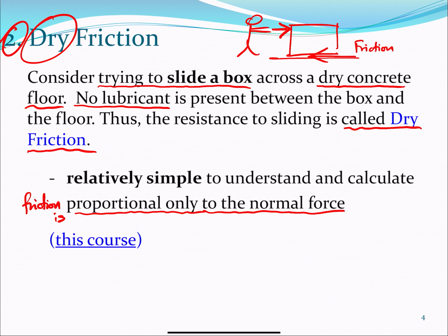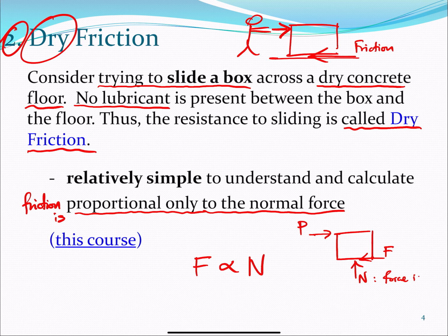But the model we'll use, and the model that you may have become familiar with, is when the friction force is proportional to the normal force only. The normal force is the force that appears perpendicular to the sliding plane. This is the applied force P, and this is the friction force.